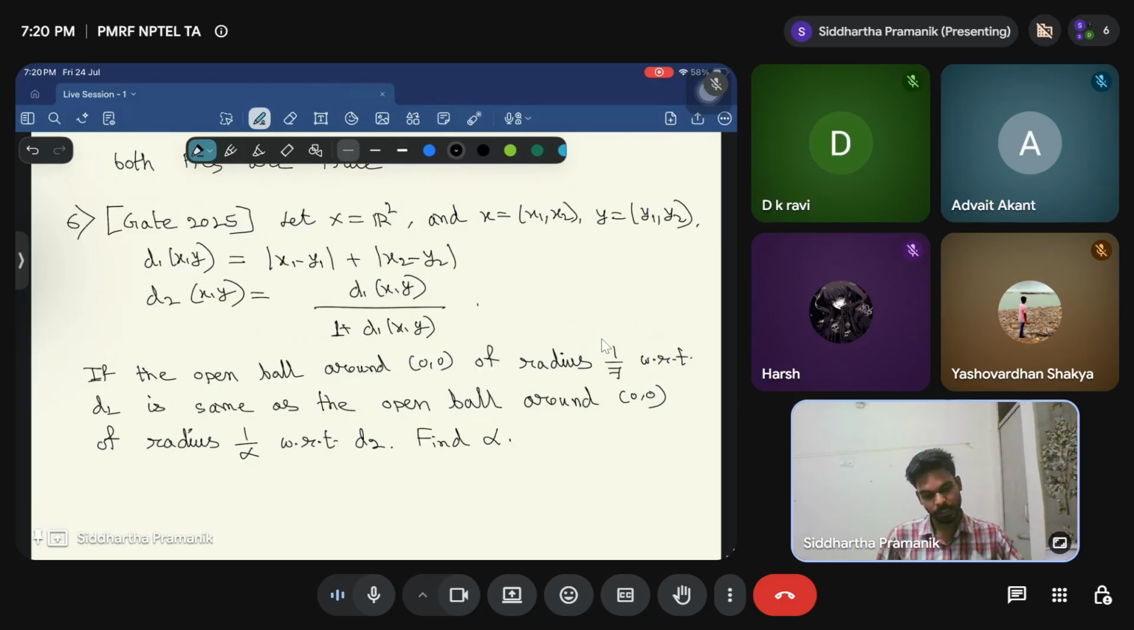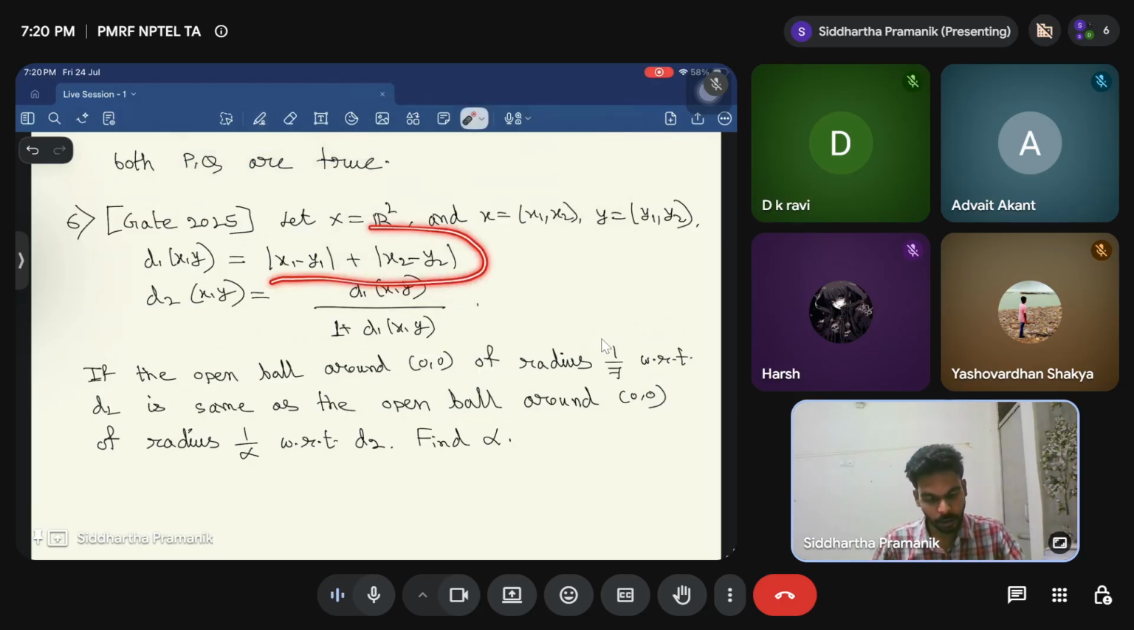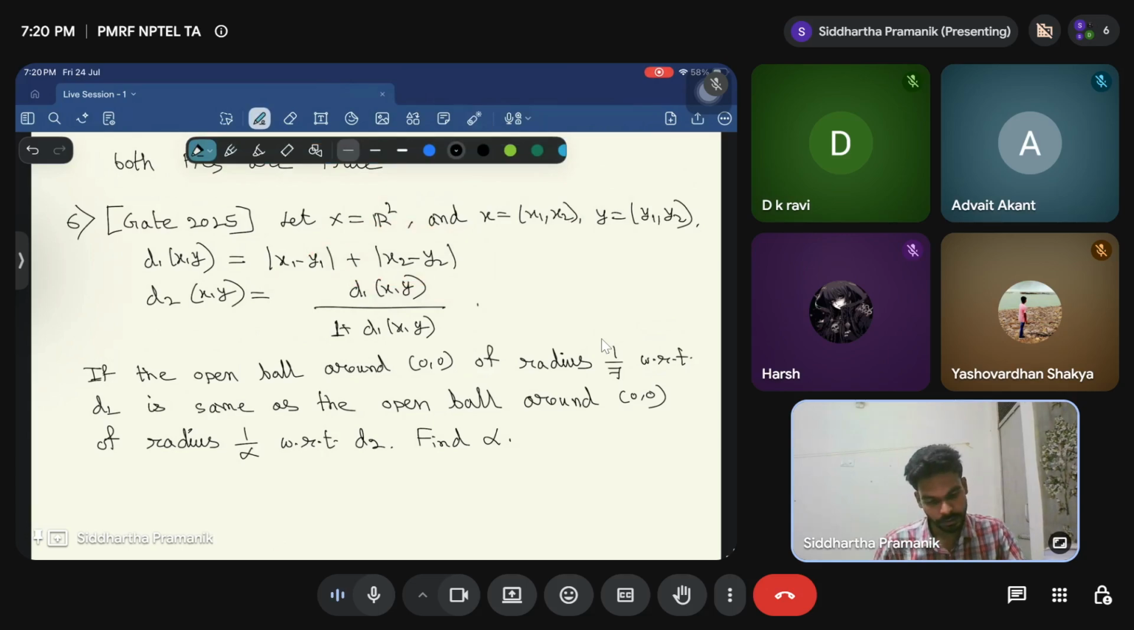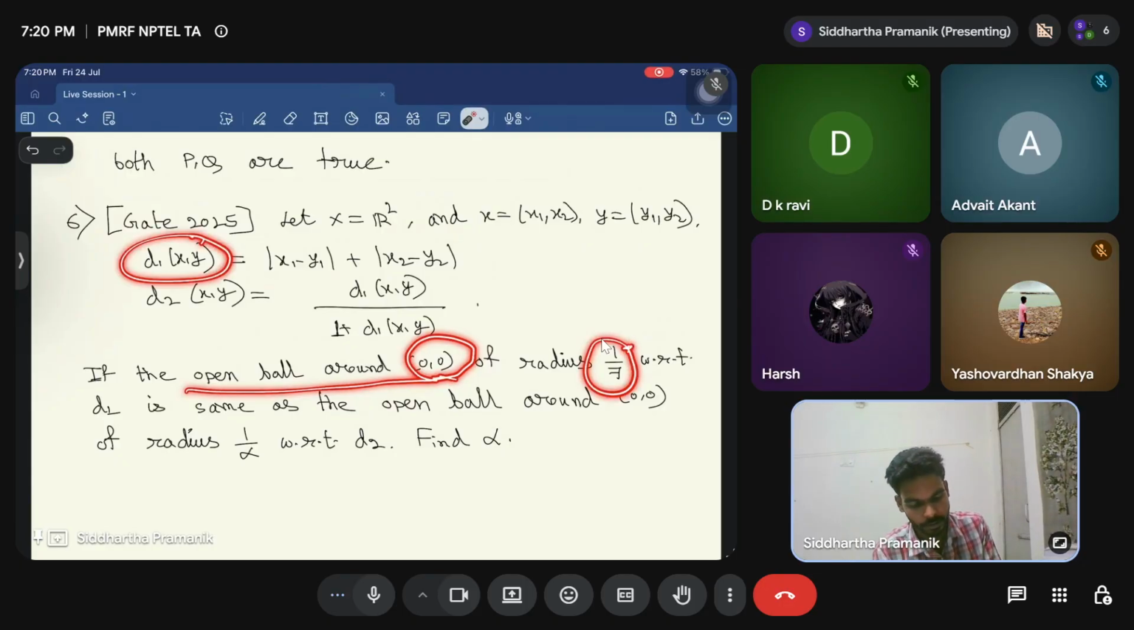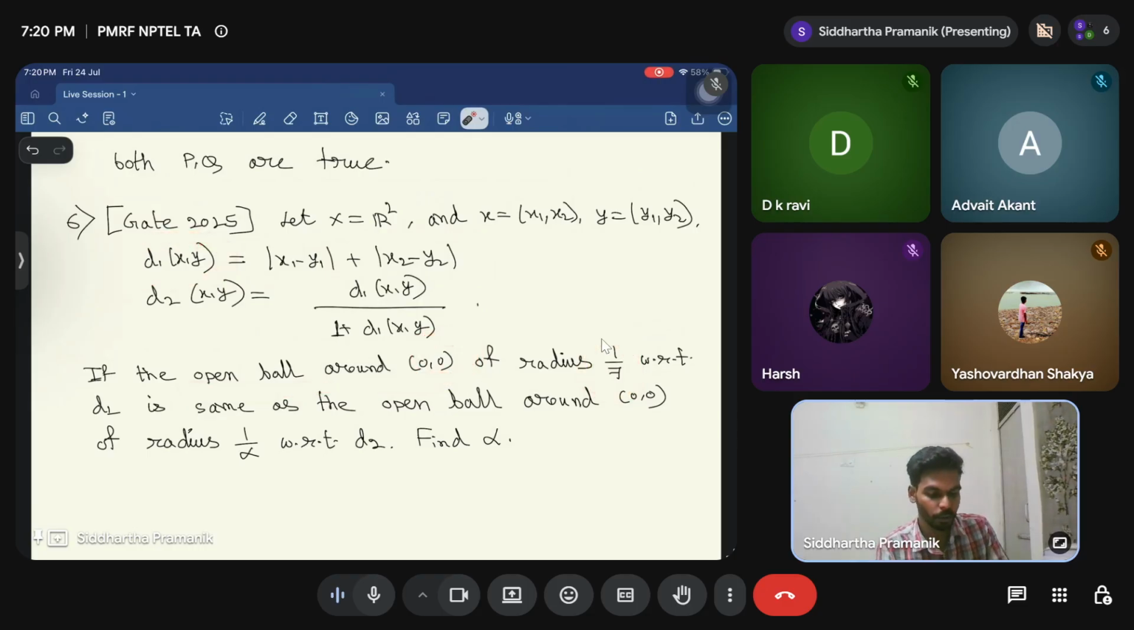I think this is the taxicab metric on R2, and this is d2 of this form. We have already defined it, so both are metrics on R2. Now the question is, if the open ball around the origin of radius 1 by 7 with respect to the first metric is the same as the open ball around the origin of radius 1 by alpha, we need to find alpha.